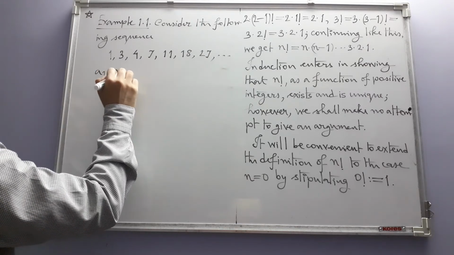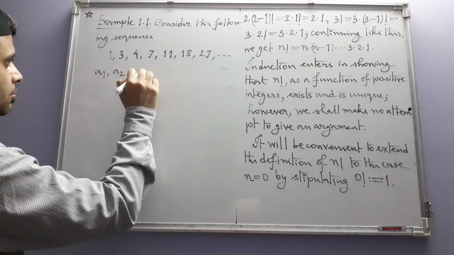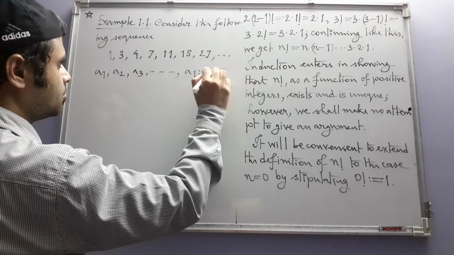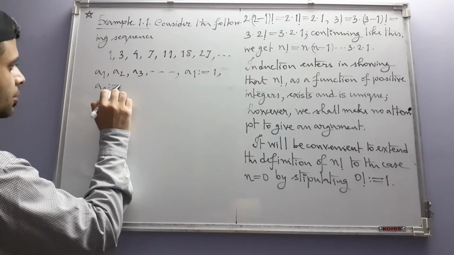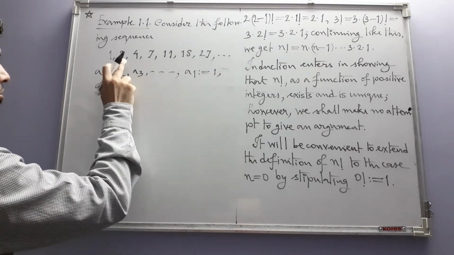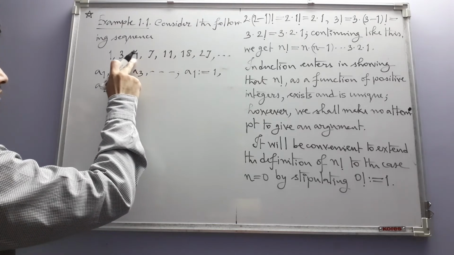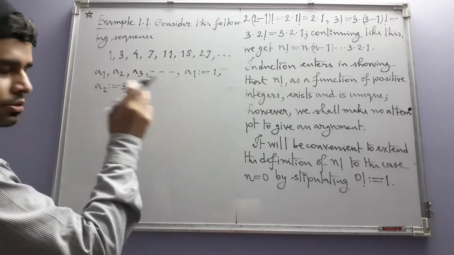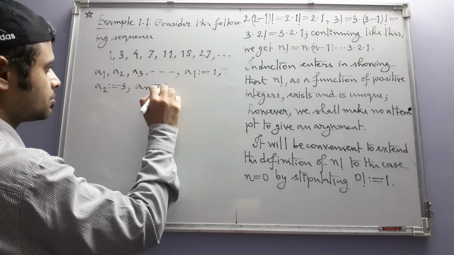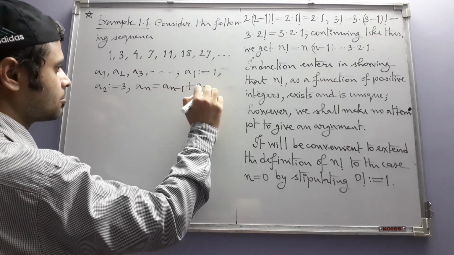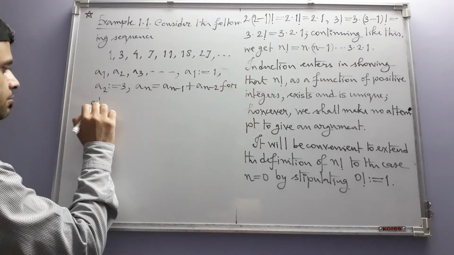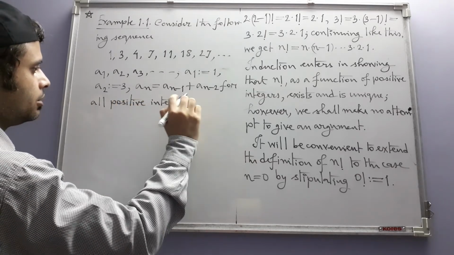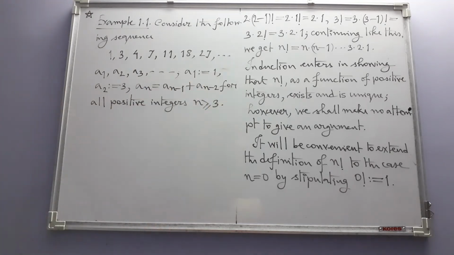A1, A2, A3, etc. I'm writing these things sketchily, okay? Where A1 is defined to be equal to 1, A2 is defined to be equal to 3, and everything else, if you look carefully, you will see that every other term is the sum of the previous two terms. 4 is 1 plus 3, 7 is 4 plus 3, and so on. So that means an is an minus 1 plus an minus 2 for all positive integers n greater than or equal to 3.